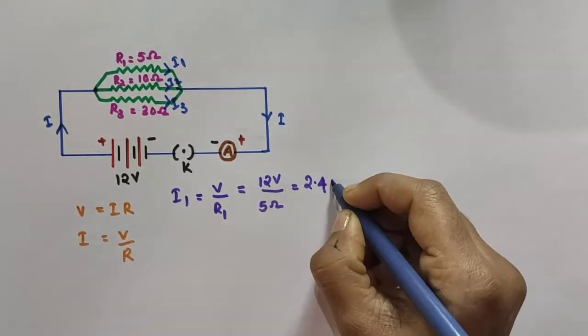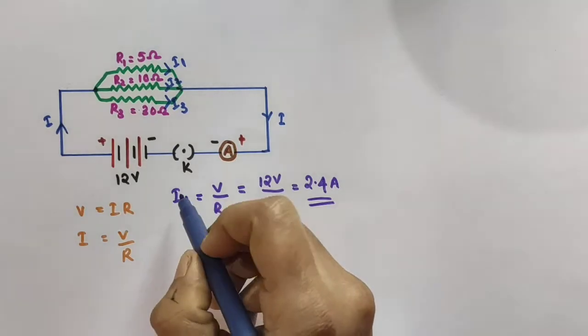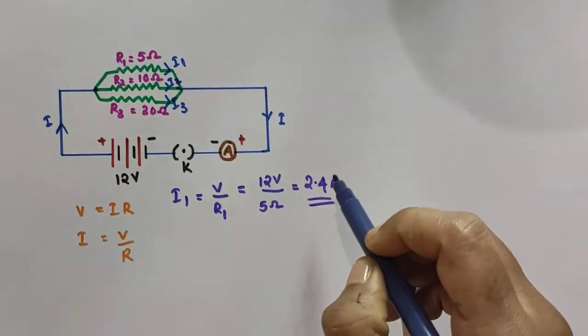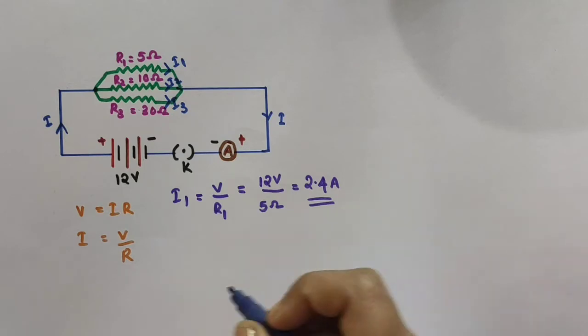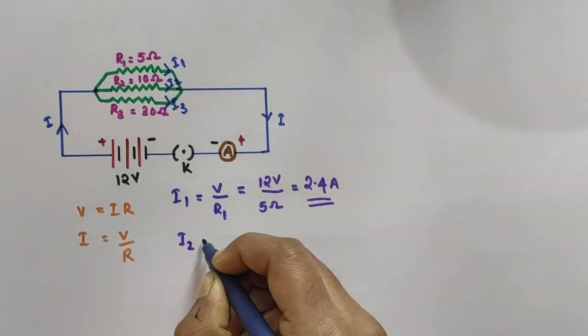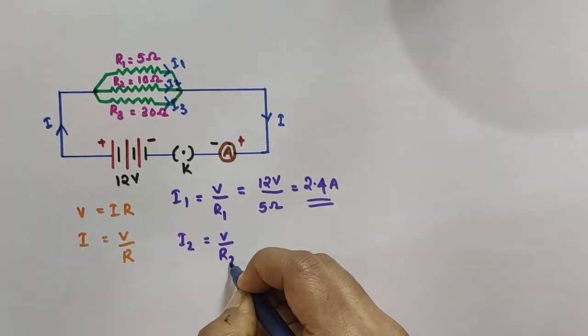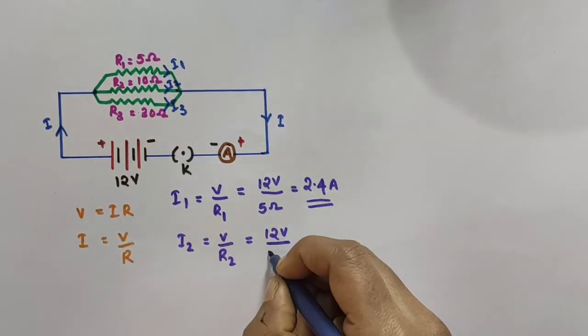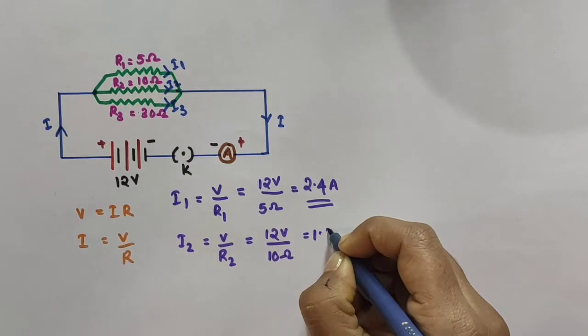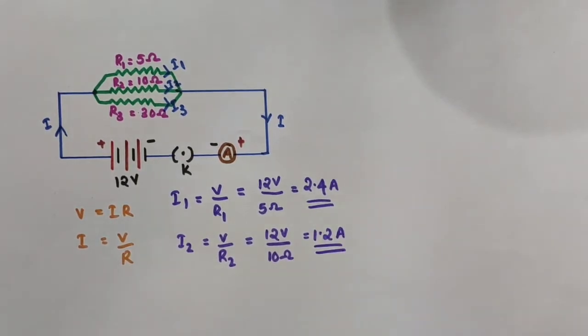It is the current, so ampere. So the current through the first resistor I1 is equal to what? 2.4 amperes. Okay, now to get the current through R2, we can write I2 is equal to V by R2. Okay, what is V? 12 volt divided by what is R2? 10 ohm. 12 by 10, 1.2 ampere.